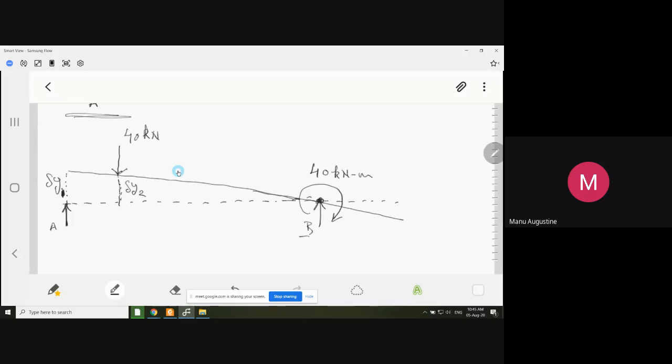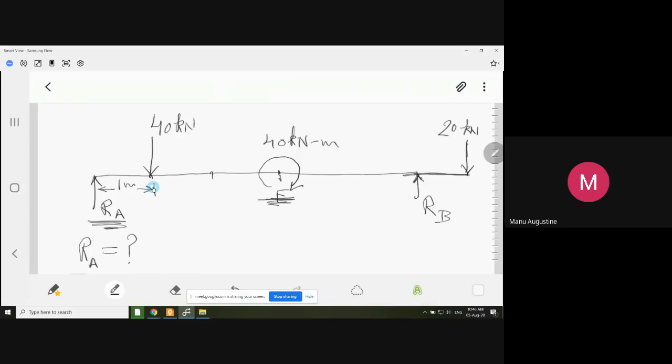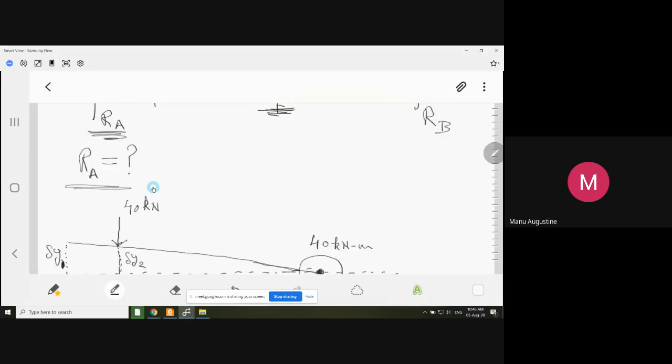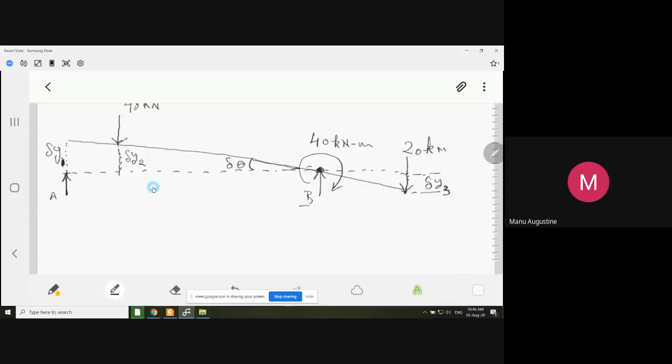Okay. Now what else is there? There is a vertically downward force at the extreme end. Now since the extreme end has also come down by this vertical distance, the load is acting here, 20 kilonewton, and I will say that the vertical distance by which it came down is, let us say, delta y3. And this rotation is delta theta. And let me draw the distances also.